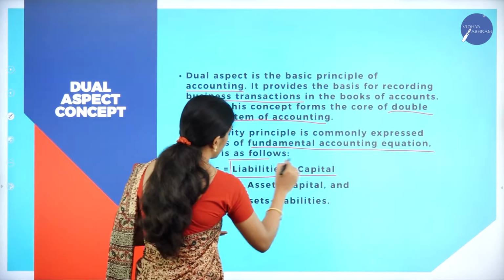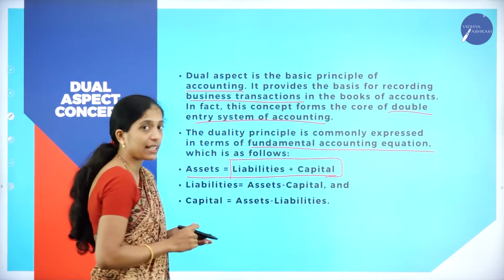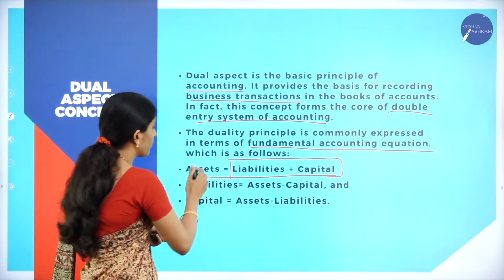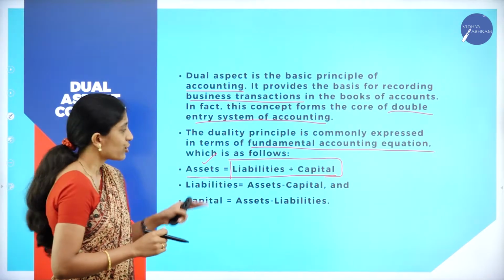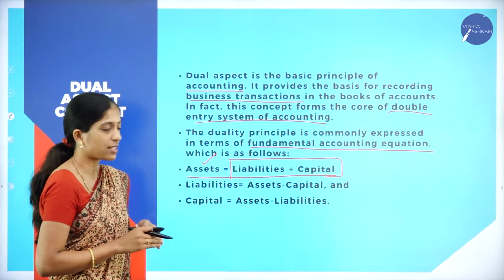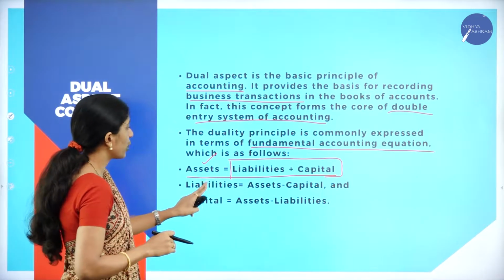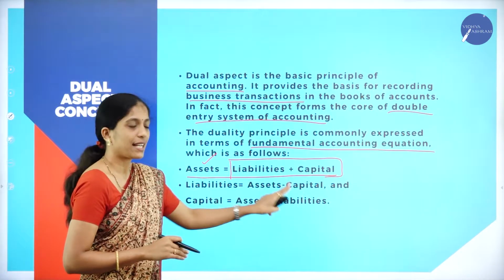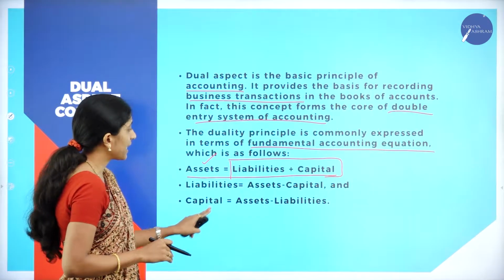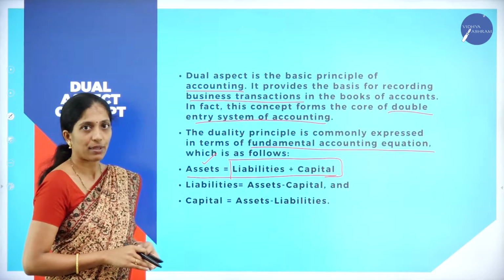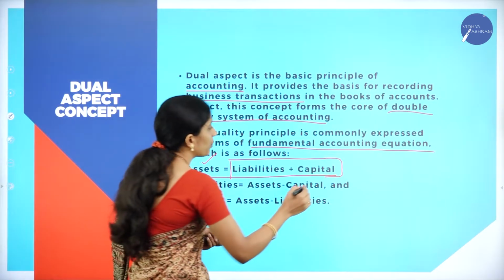So what does it mean? If you add the total liability and capital, it should be equal to total assets. The same formula can be reversed: if we want liability, then liability is equal to assets minus capital. If we want capital, then assets minus liability. So this is the accounting equation.